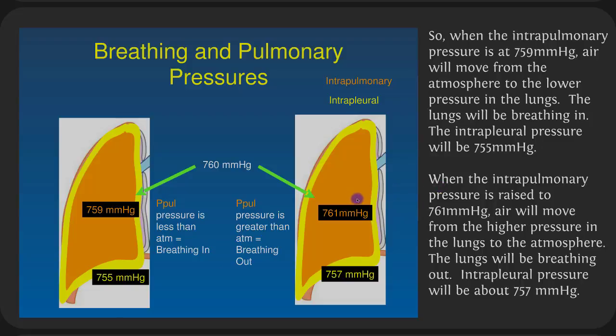When the intrapulmonary pressure is raised to 761 millimeters of mercury, air will move from the higher pressure in the lungs out to the atmosphere. So the lungs will be breathing out, and intrapleural pressure will be about 757 millimeters of mercury. These are fairly simple numbers. You'll want to understand them rather than just memorizing the numbers. So try to understand this flow of air from high pressure to low pressure.